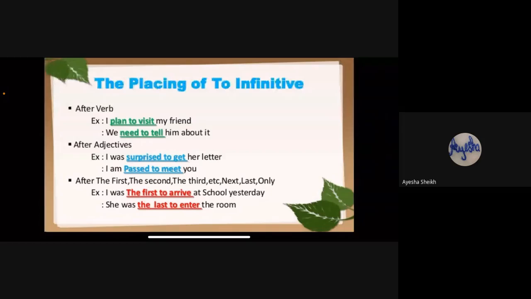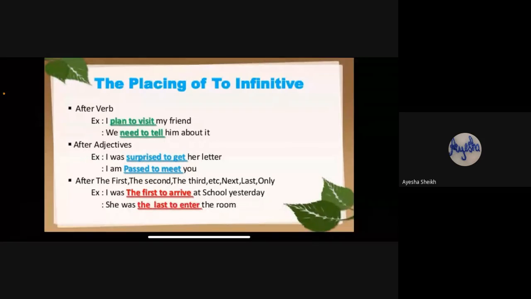The placing of to infinitive after verb. Example, I plan to visit my friend. We need to tell him about it. After adjectives, I was surprised to get her letter. Pleased to meet you. After the first, the second, the third, etc., next, last, only. Example, I was the first to arrive at school yesterday. She was the last to enter the room.